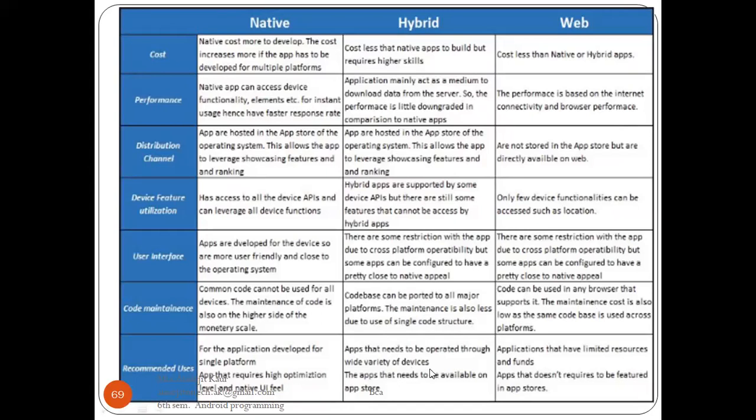Recommended uses: native is for applications developed for a single platform that require a high optimization level and native UI. Hybrid is for apps that need to be operated through a wide variety of devices, and apps that need to be available on the App Store. Web is for applications that have limited resources and funds, and apps that do not require to be featured in app stores.